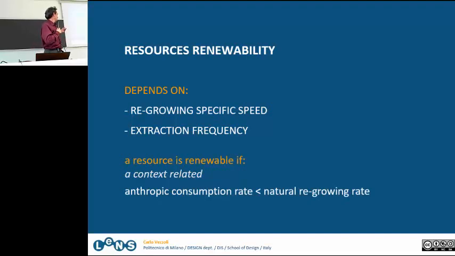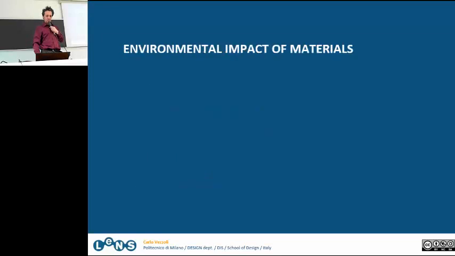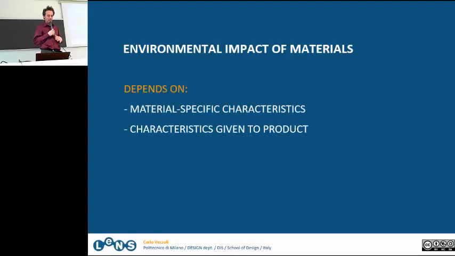So basically the definition is that we can say that a resource is renewable when the anthropic, the humankind consumption rate is near the natural regrowing rate. It's lower than that. And about the environmental impact of material, I have even here to say something.